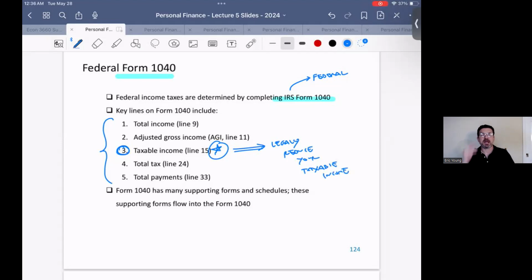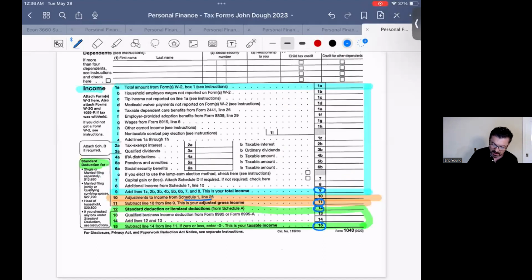Obviously, you reduce your taxable income by maximizing your adjustments, by maximizing your deductions, and by taking any legal steps, which I'll show you later, to reduce legally your total income. Okay? But we've now gone from total income to adjusted gross income down to taxable income.